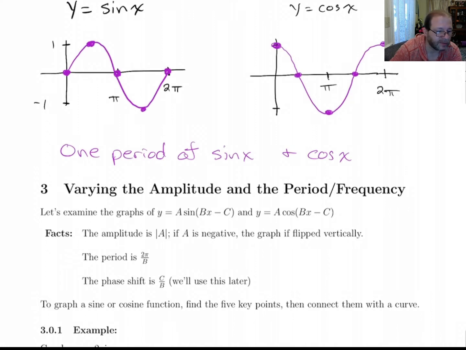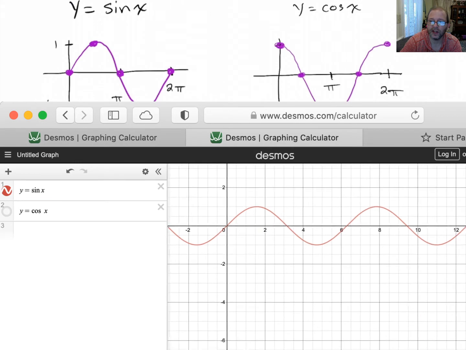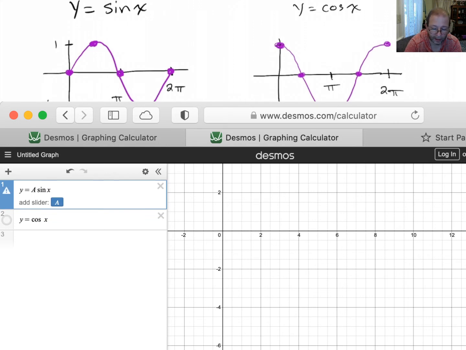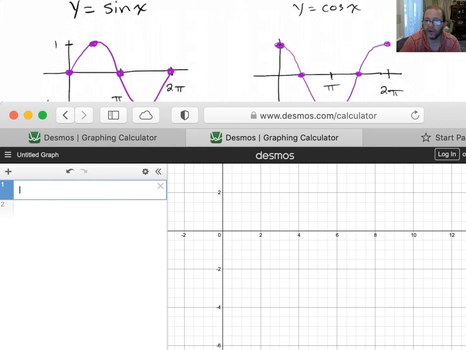So let's do that with Desmos. And I'm going to turn off the cosine for now, and we'll just look at the sine. I'm going to change this to a sine bx minus c. And let's see, why is it giving me an error? Let me just delete all this and start over.